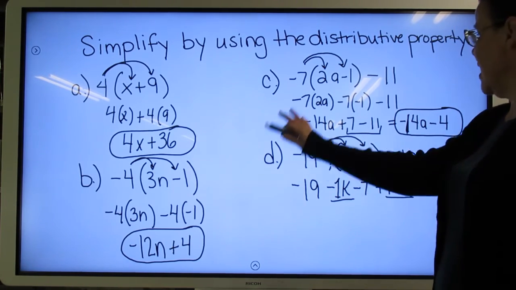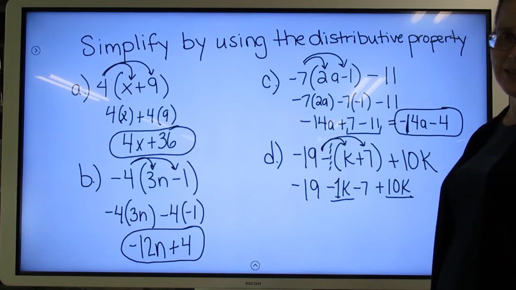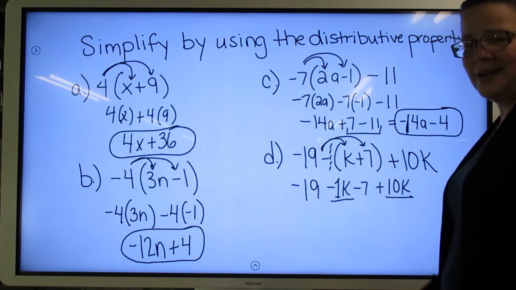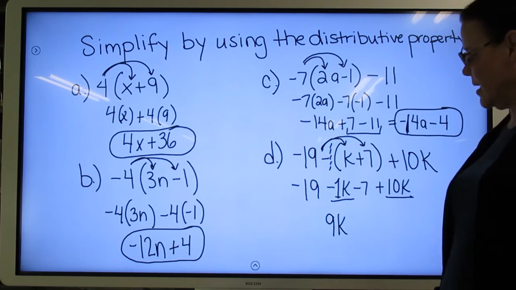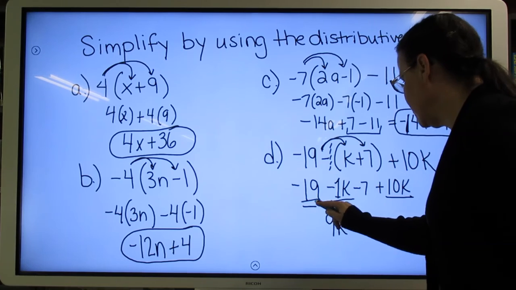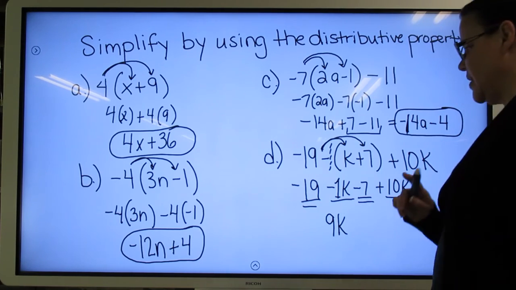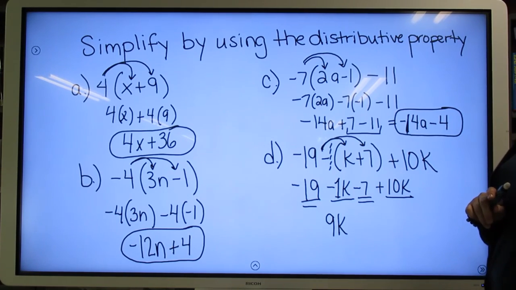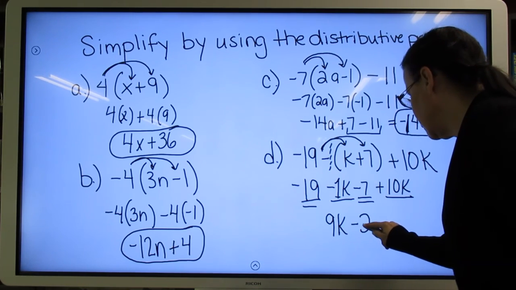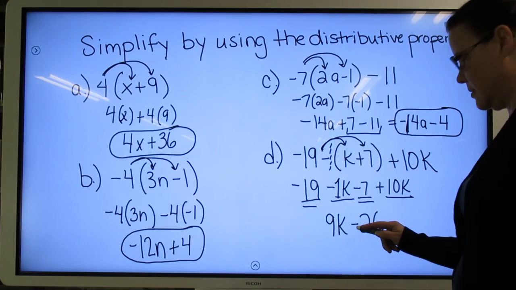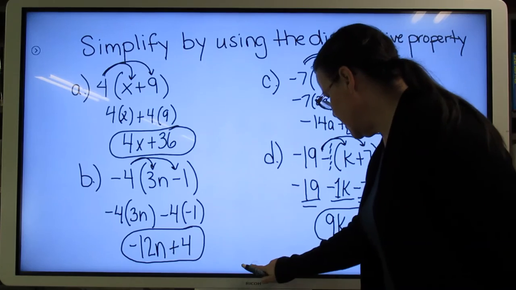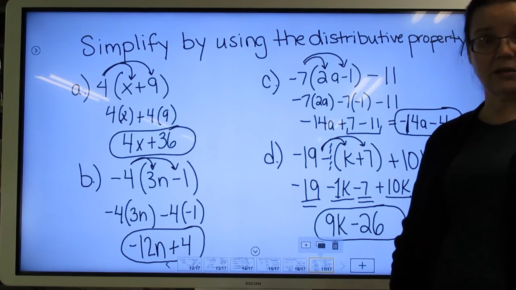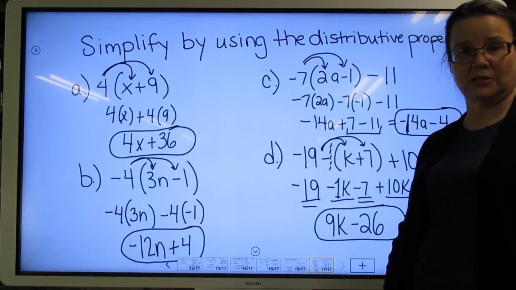At this point, after I've done these, I'm not writing that next line. You just know that 10 minus 1 is 9k. You're combining the like terms. And I have a negative 19 and a negative 7. 9 and 7 is 16, and carry the 1, so I'm going to have a negative 26. And that would be your final answer for that. I believe that concludes our lesson for simplifying expressions. Thank you.